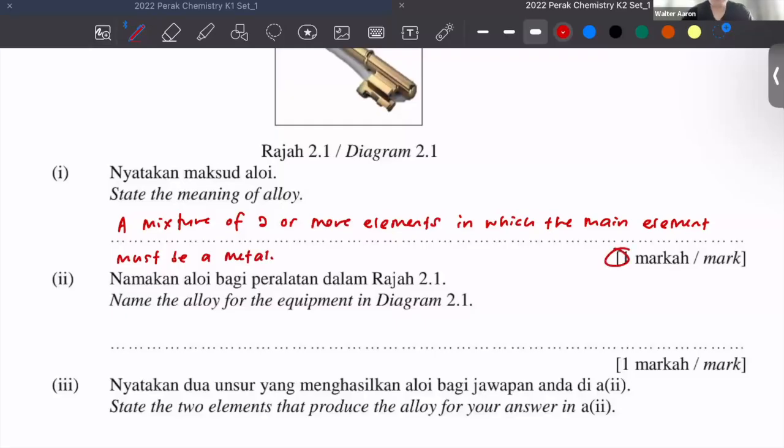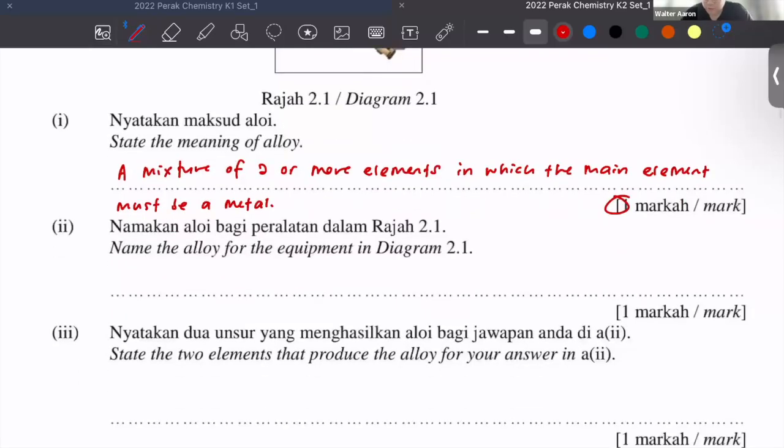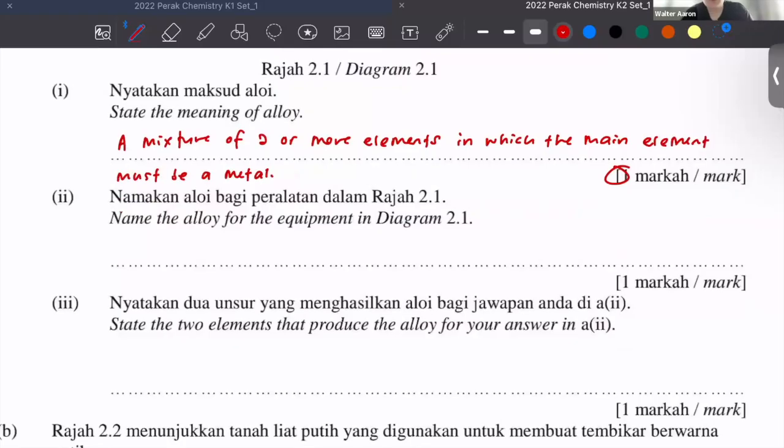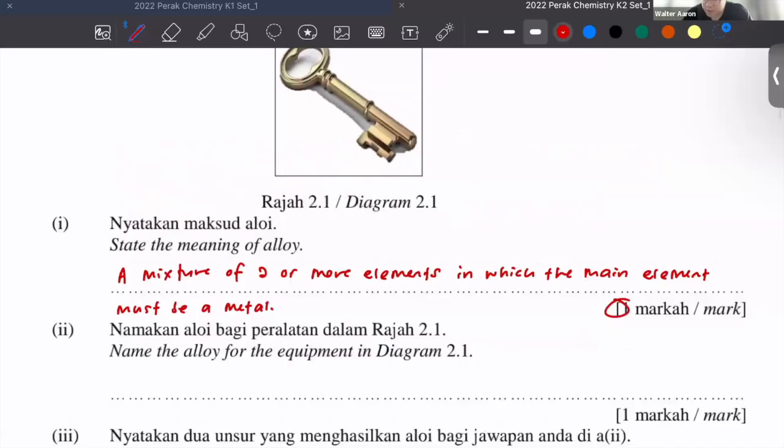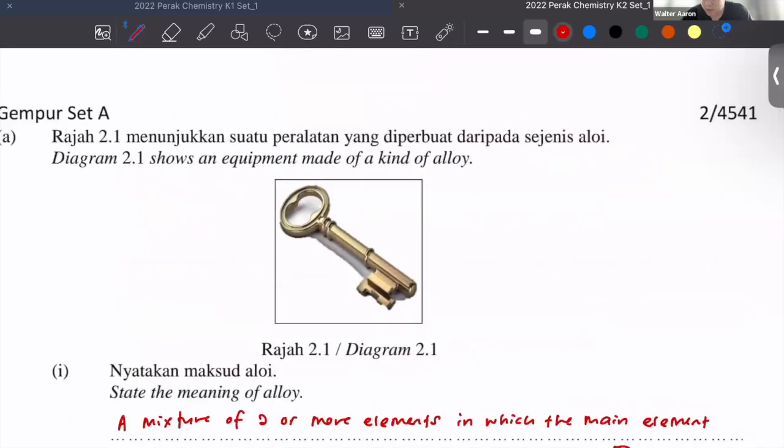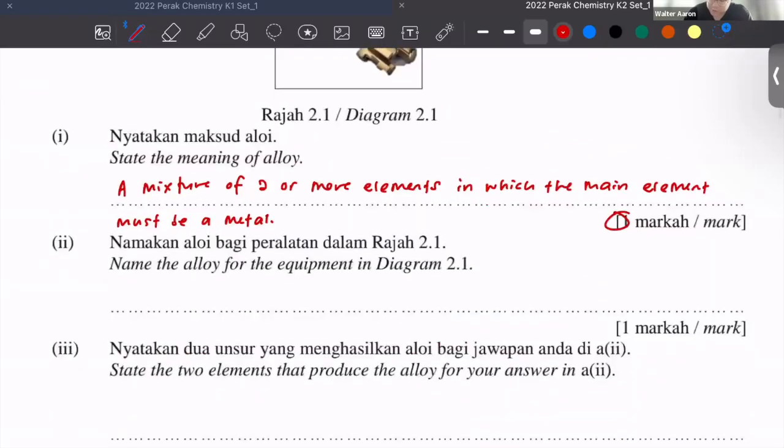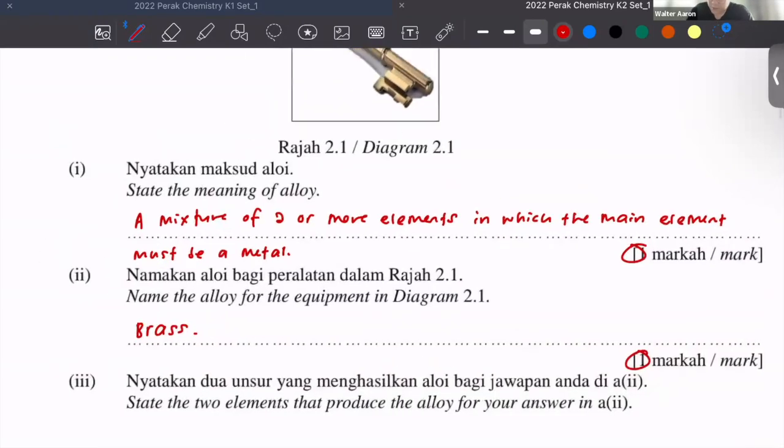You're gonna get 1 mark from there. And then number 2, name the alloy for the equipment in diagram 2.1. So I'll say that this is supposed to be a key that's made of brass usually. So you can just put here brass. Yeah, so keys are normally made from brass lah. So it's more chemically resistant towards corrosion and it won't break so easily, right?